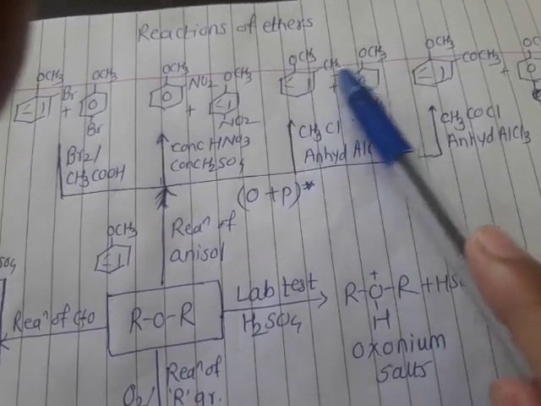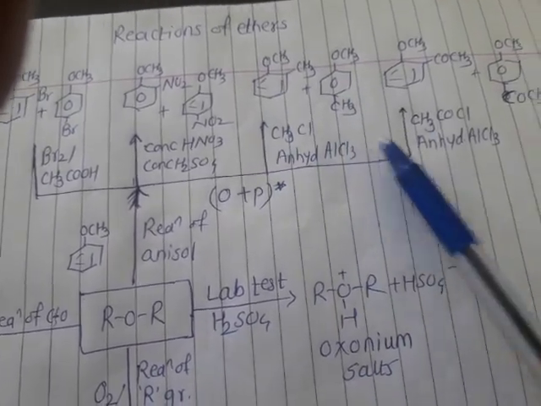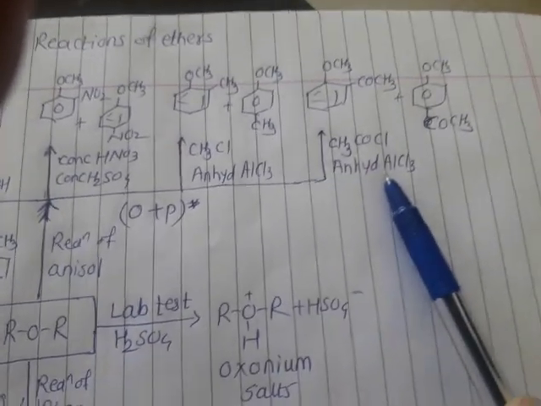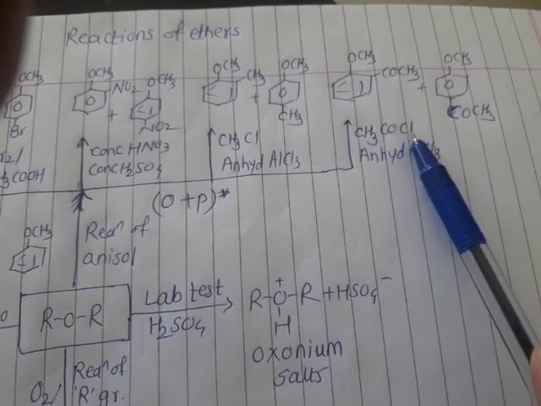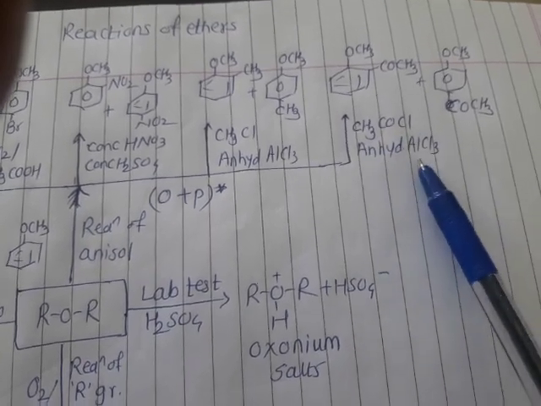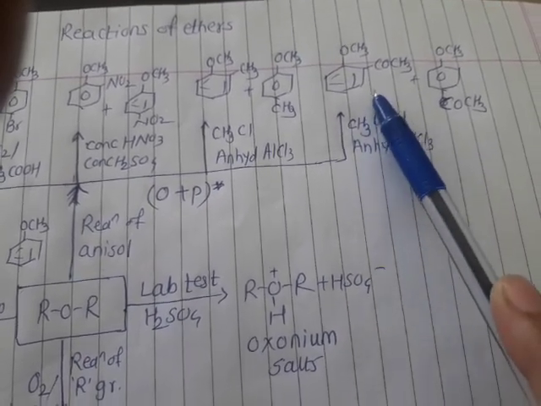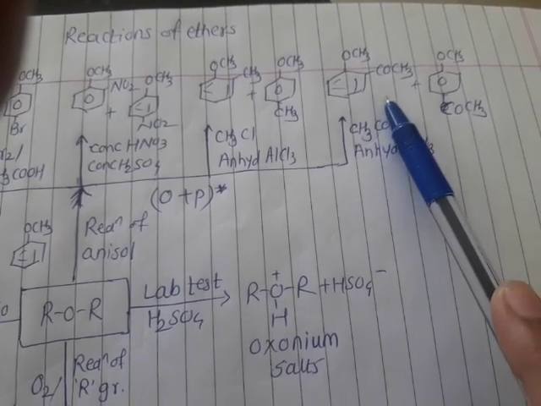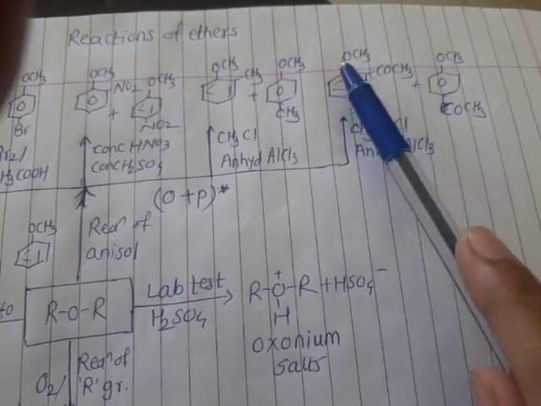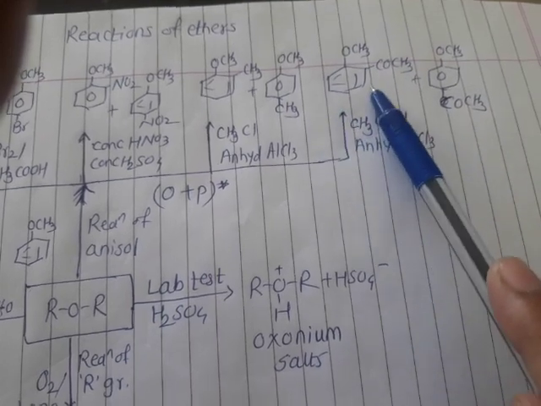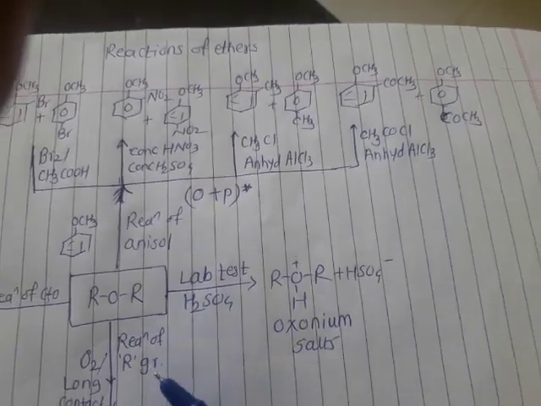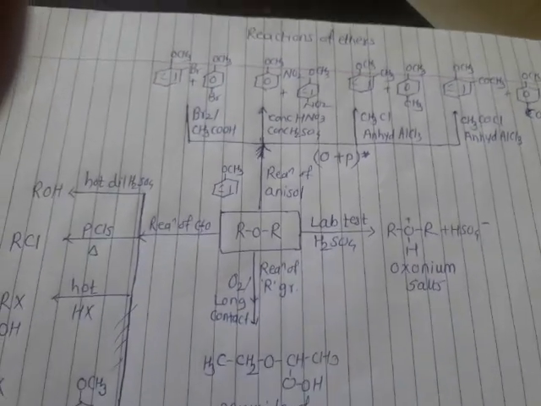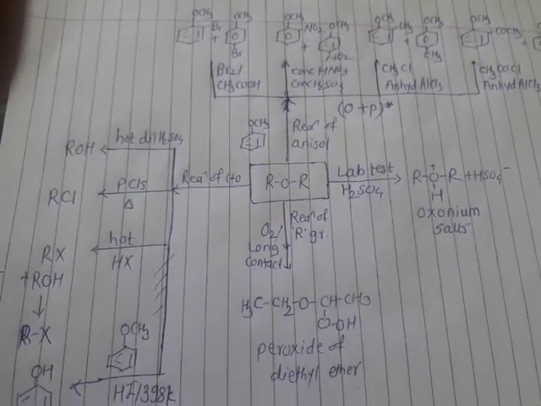We get ortho-methoxytoluene, para-methoxytoluene. And Friedel-Crafts acylation is done by using acyl chloride or acetyl chloride in presence of anhydrous AlCl3, and we get the product as ortho-methoxyacetophenone and para-methoxyacetophenone.